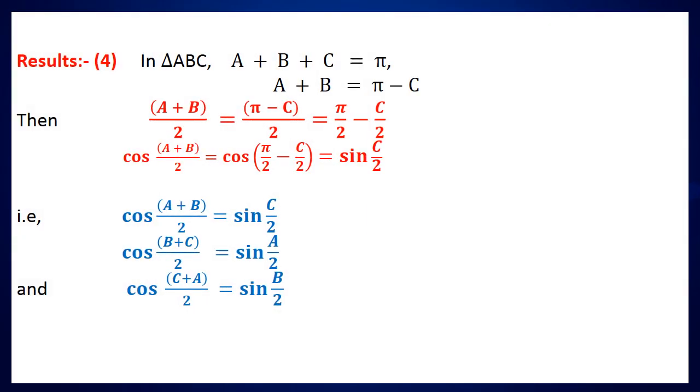Next result, A plus B plus C is equal to pi, then A plus B is equal to pi minus C, and dividing by 2, A plus B by 2 is equal to pi minus C by 2, that is pi by 2 minus C by 2. Now we apply cos on both sides, that is cos of A plus B by 2 is equal to cos of pi by 2 minus C by 2. And we know cos of pi by 2 minus theta is sin theta, that is we get sin C by 2. So we can write cos of A plus B by 2 is equal to sin C by 2, cos of B plus C by 2 is equal to sin A by 2 and cos of C plus A by 2 is equal to sin B by 2.